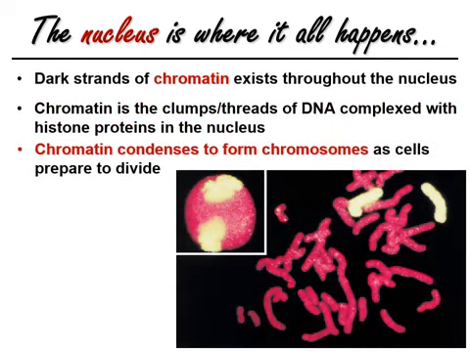Okay, so here is an image of a nucleus of a cell, and the inset is a nucleus of the cell before, and this is the after. Like I said before, chromatin condenses to form chromosomes, the chromosomes that you're used to seeing, as the cells prepare to divide.